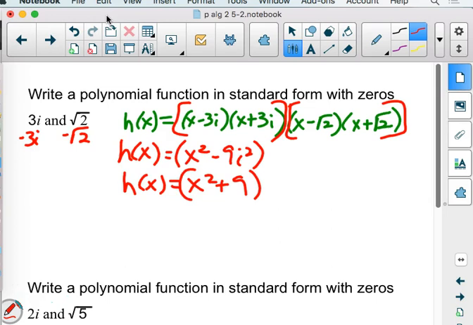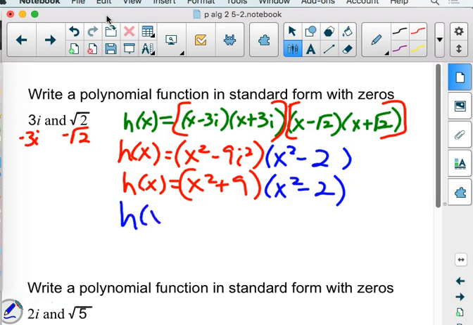Then in the back, x times x is x squared. Outside times outside and inside times inside are going to cancel right out. What's the square root of 2 times the square root of 2? What's the square root of 4? 2. And now this we can just do with FOIL. And there's no more nasty radicals, and there's no more i's in there anywhere.